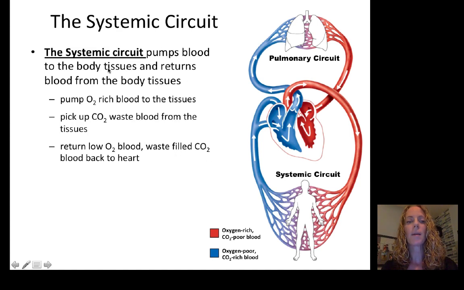The systemic circuit pumps blood to the body tissues and returns blood from the body tissues. We need to pump oxygen-rich blood to the tissues so that the tissues can carry out cellular respiration, and that is making energy, or ATP, using oxygen. In that process, carbon dioxide waste will be produced, and so the blood at the tissues needs to be returned to the heart with that carbon dioxide waste. In that case, the oxygen will have been used for the process of cellular respiration, so that blood will also be depleted of oxygen. That low-oxygen, waste-filled blood will return back to the heart where it can cycle through the pulmonary circuit.